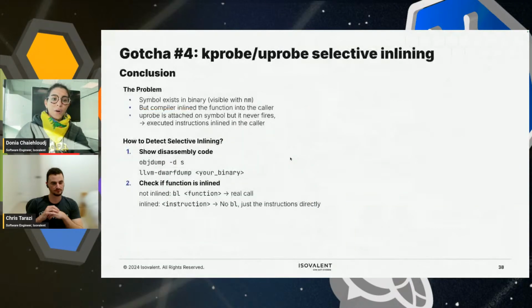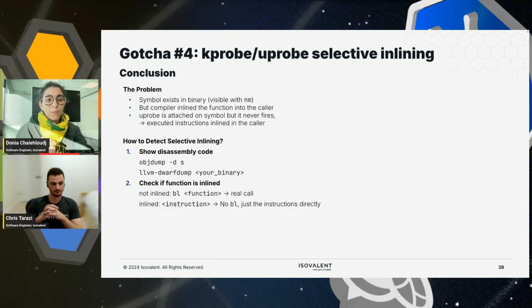So we saw that the problem was that the symbol exists in the binary. It was visible using nm, but the compiler inlined the function into the caller. The uprobe is attached on the symbol, but it never fires, because the execution instructions are inlined in the caller. So how do we detect selective inlining?